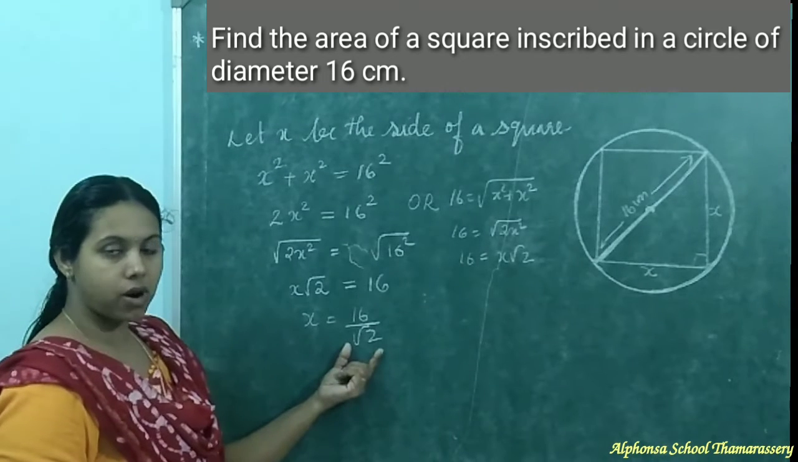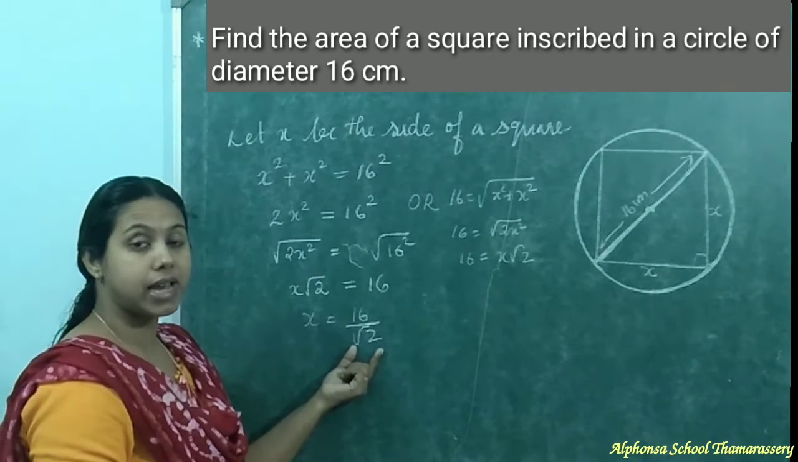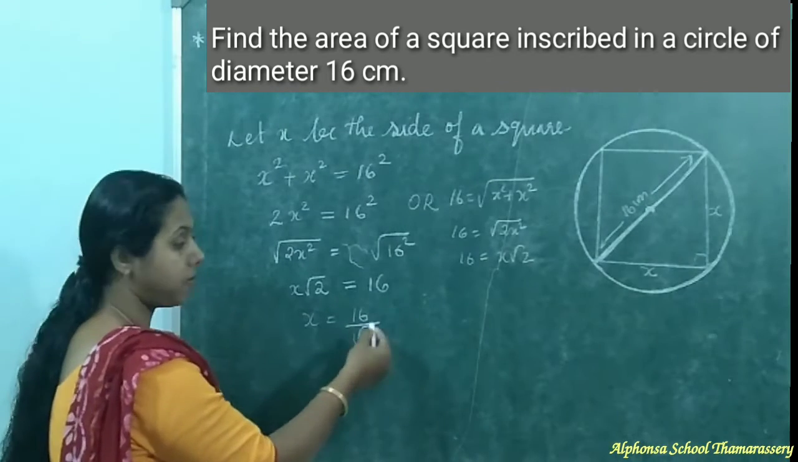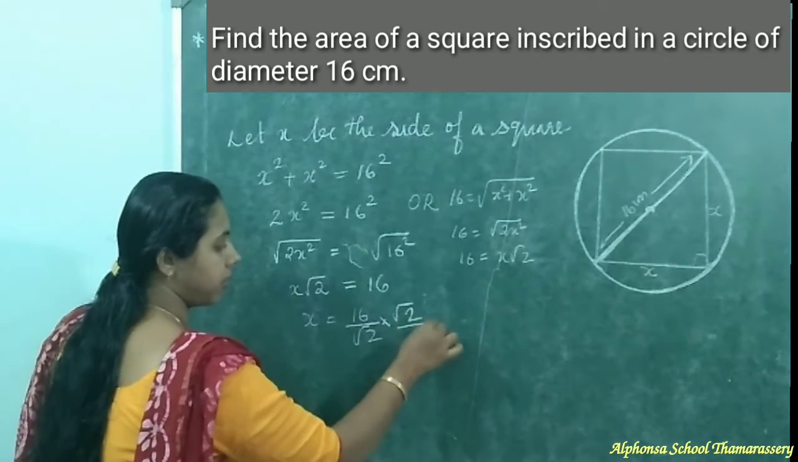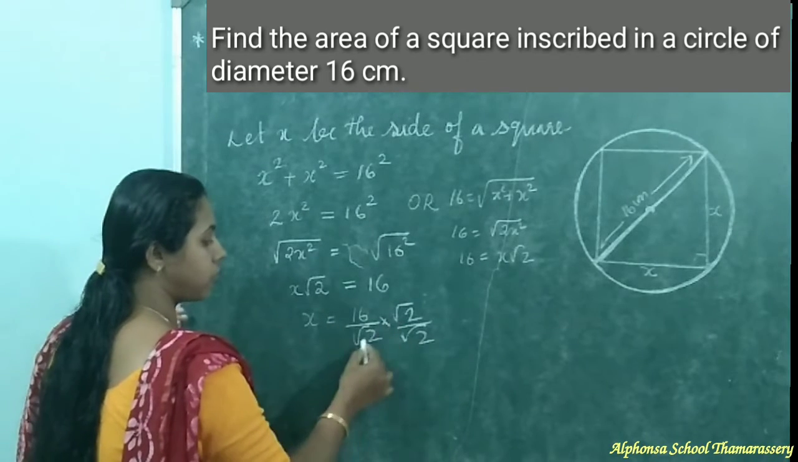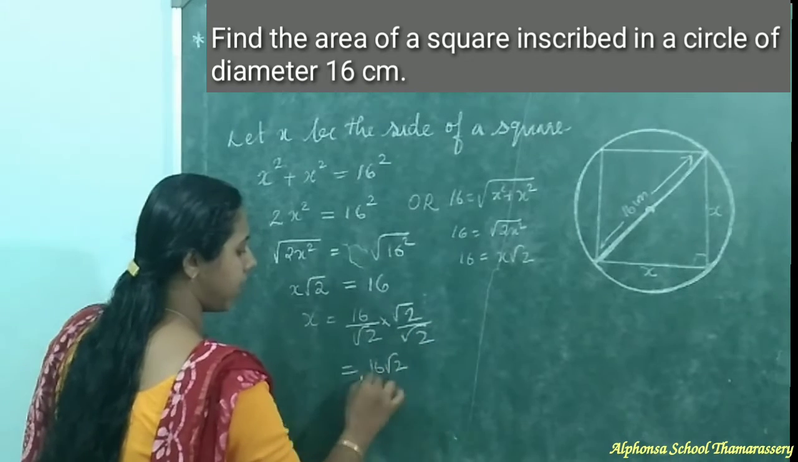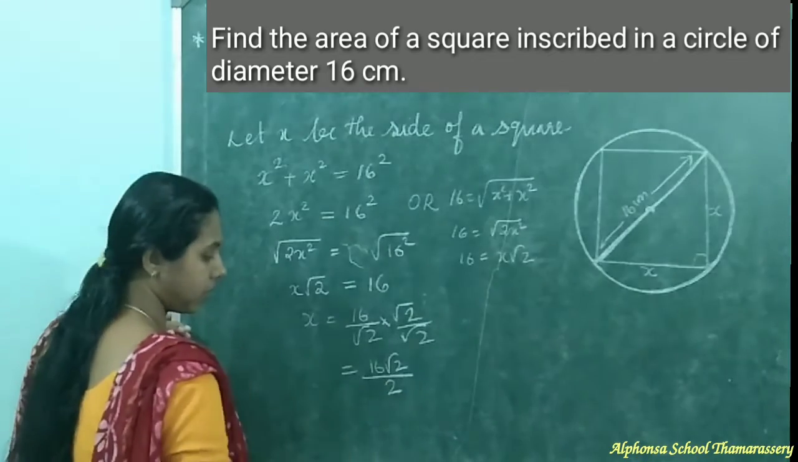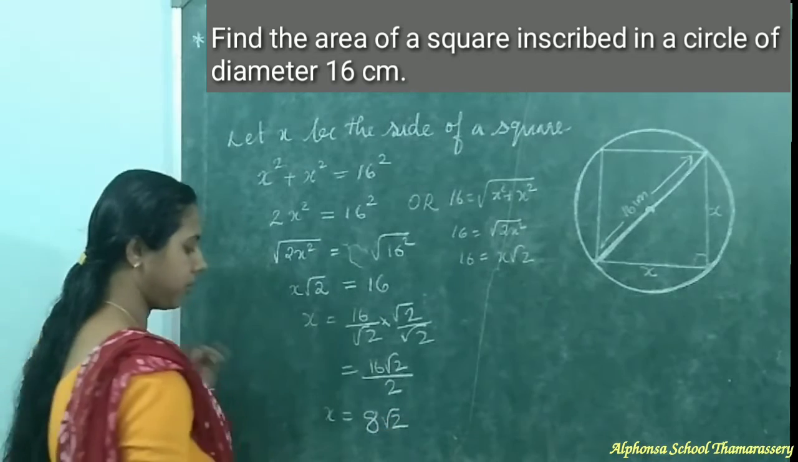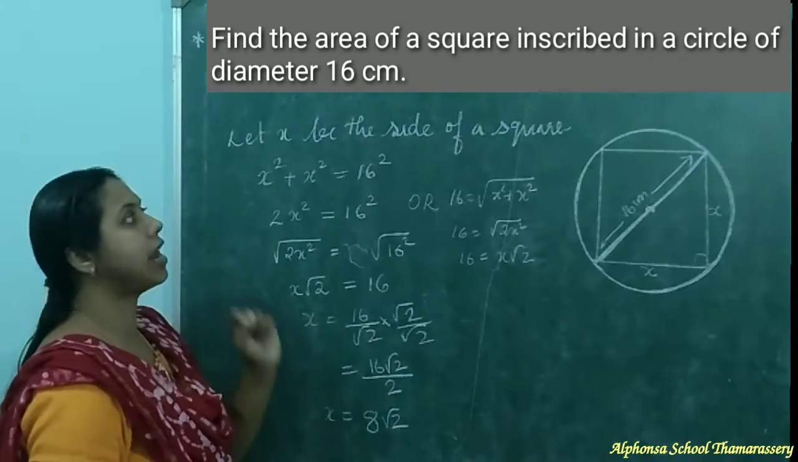Now the denominator is not a rational number, you have to make it a rational number. That means we want to use the rationalization method. When you are using rationalization, you have to multiply the numerator and denominator with root 2. When we were in 9th standard, we studied rationalization. So 16 into root 2 by root 2 into root 2, that is equal to 16 root 2 by root 2 into root 2, which is equal to 2. So x is equal to 16 by 2, that is 8, 8 root 2. So the side of the square is equal to 8 root 2. We want to find the area of the square.